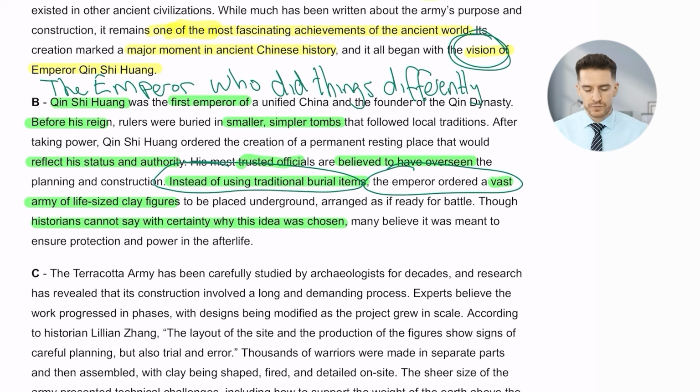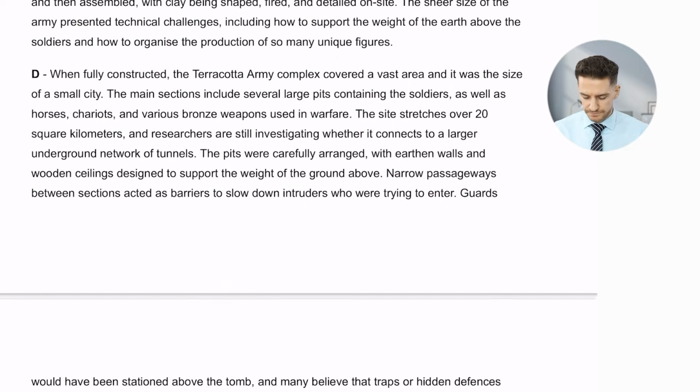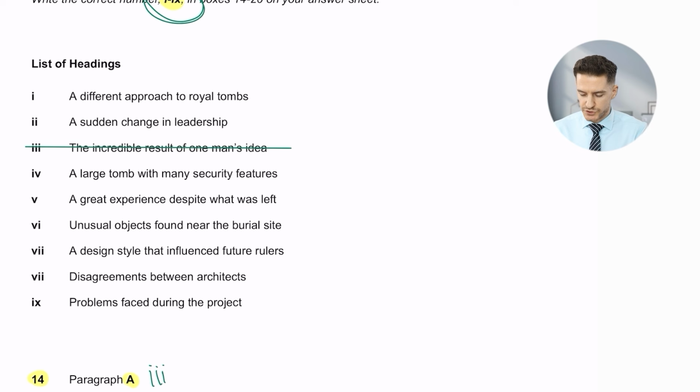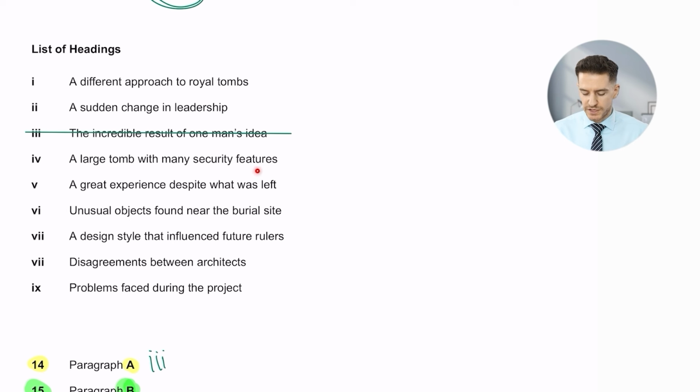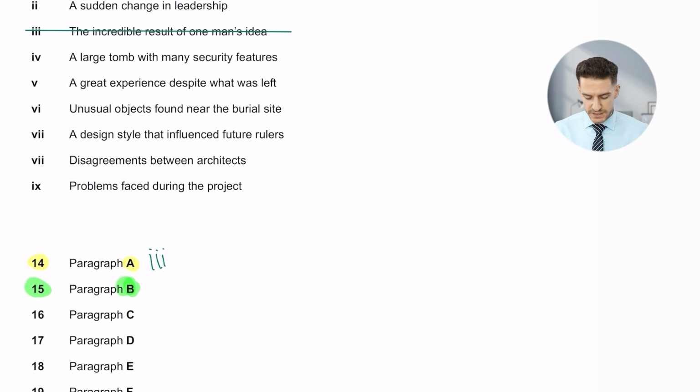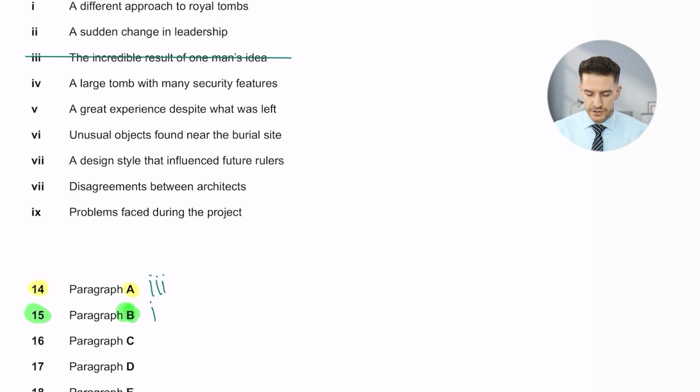So now I've got an idea of what this paragraph is about. Let's go back down and have a look at the headings, and we can choose the most appropriate one. The first one, a different approach to royal tombs. Well, that looks good already. A sudden change in leadership? No, nothing about that. A large tomb with security features? No, nothing about security. A great experience despite what was left? No. Unusual objects found near the burial site? No, doesn't talk about that. A design style that influenced future rulers? No. Disagreements among architects? No. And problems faced during the project? No. So I'm happy to say that 15 will definitely be 1, a different approach to royal tombs.